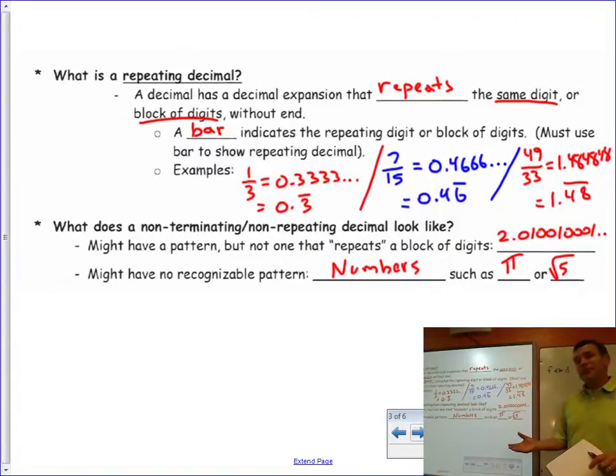So those are kind of your 3 types of non-terminating, non-repeating: those that have a pattern, but not a repeating pattern, pi, and some square roots.